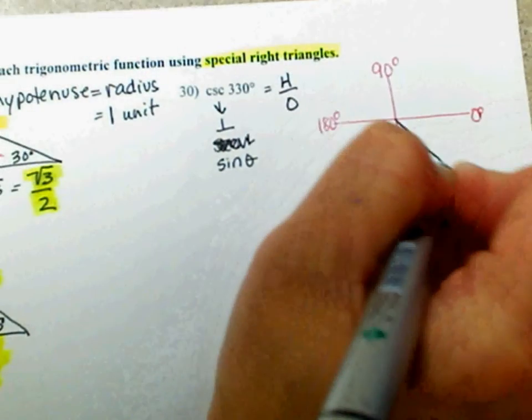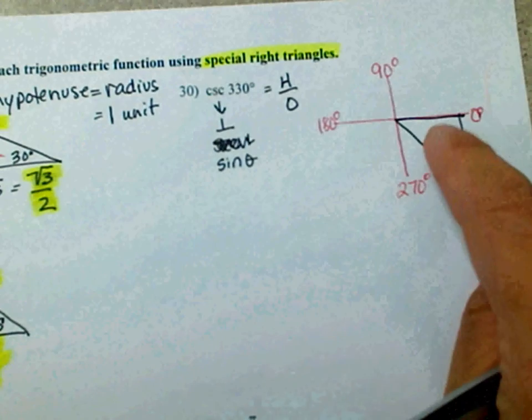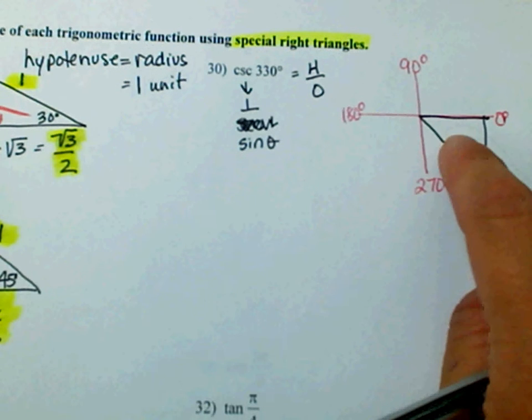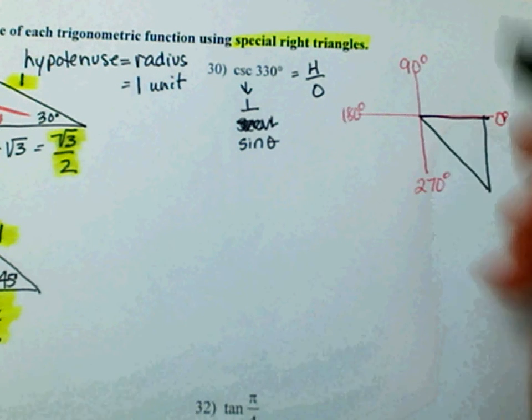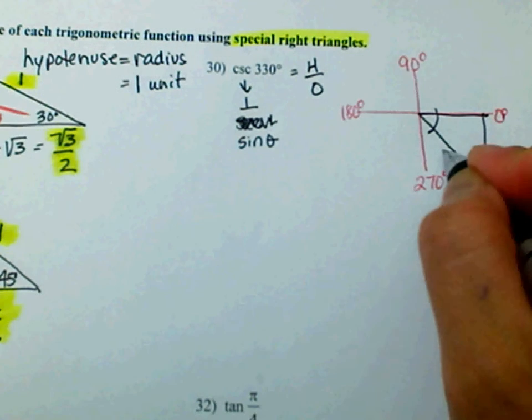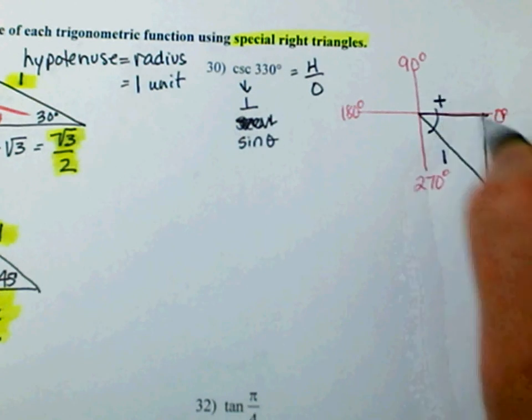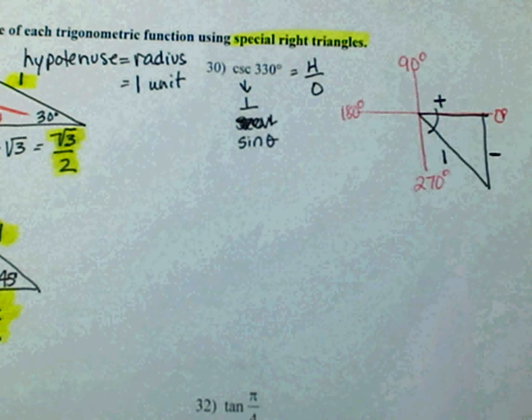Do you guys see how one of them always touches the x-axis? This will be your reference angle, okay? Your hypotenuse will always be a 1. Going right is positive, going down is negative. We are trying to find the ratio of hypotenuse over opposite. All right, continuing on.